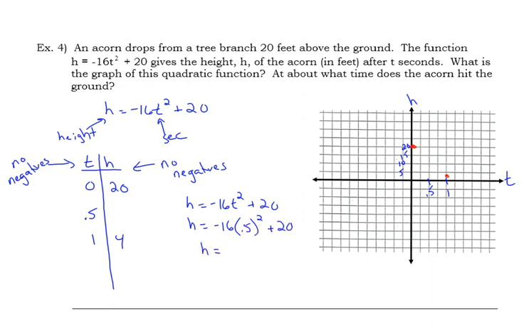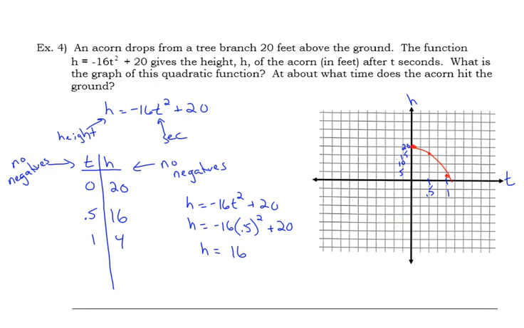Now, if you do all that math in your graphing calculator, you're going to get h is equal to 16. So when t is 0.5, the h value is going to be 16. So you can see I'm going to have a slight curve like that. Clearly, we're not going to see the entire parabola because we can only be in the first quadrant. So that's a graph of the function.